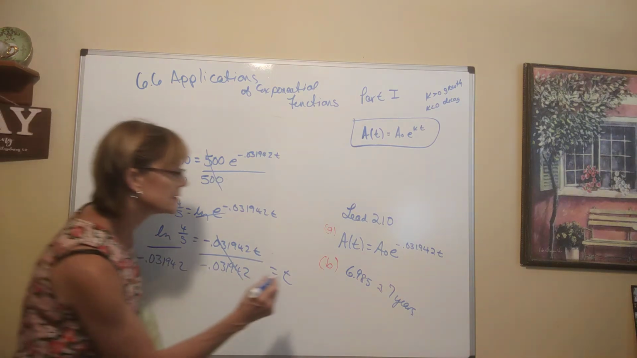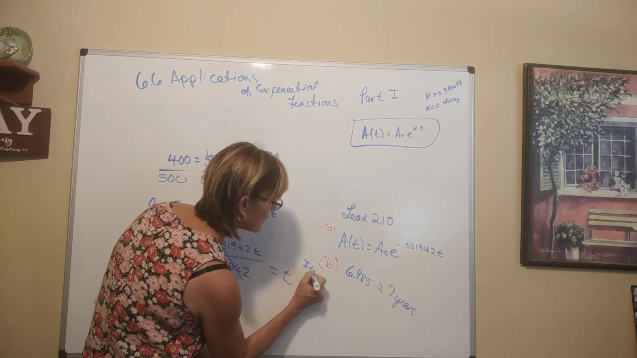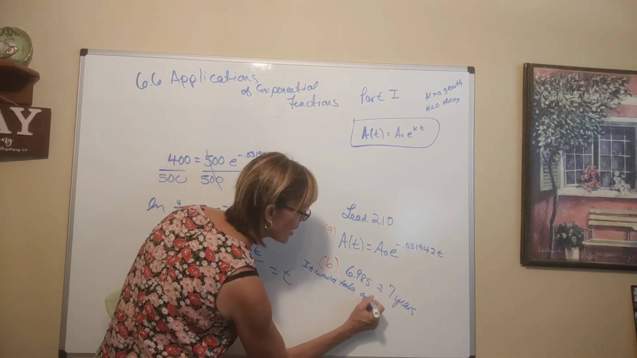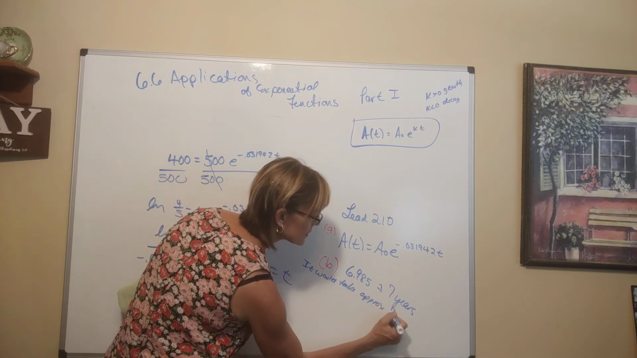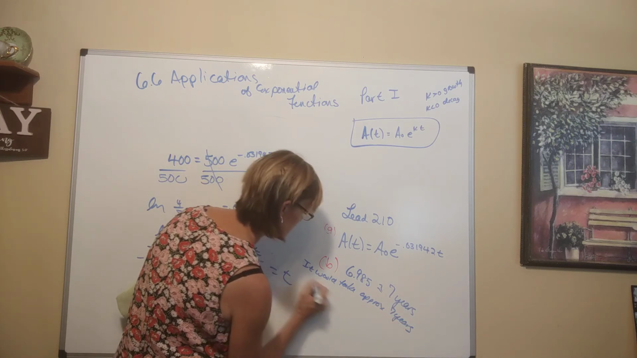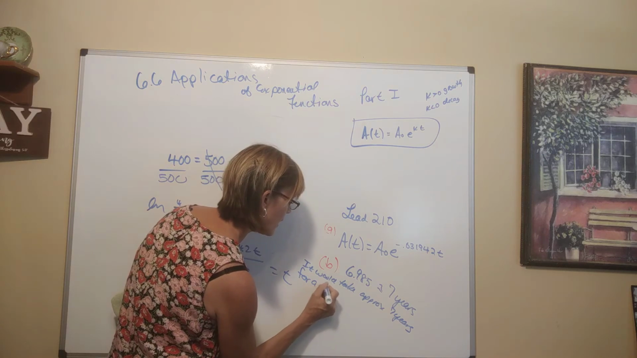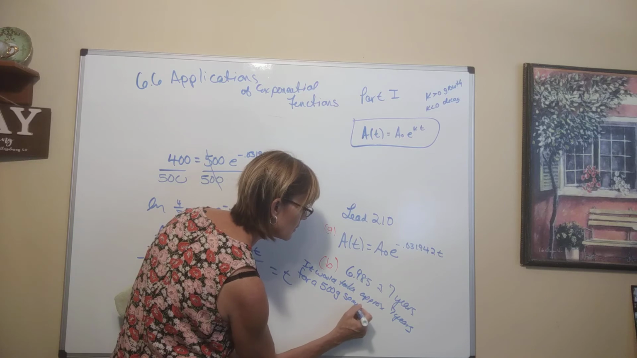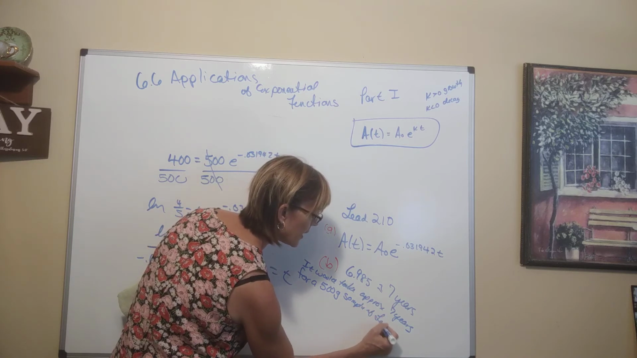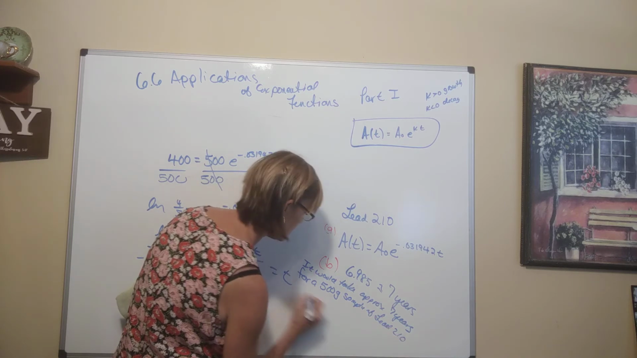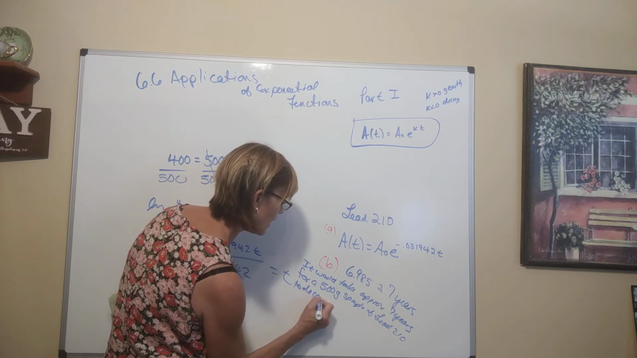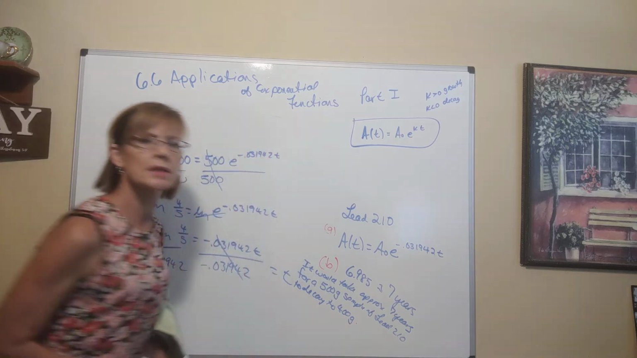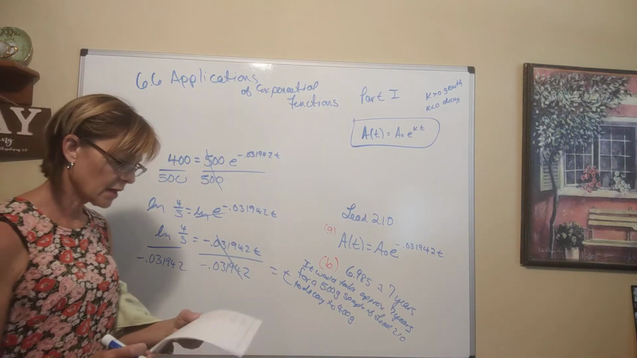So if we had to write a sentence, we would say it would take approximately 7 years for a 500 gram sample of lead-210 to decay to 400 grams. If you had to write a sentence, you would just write something like that.